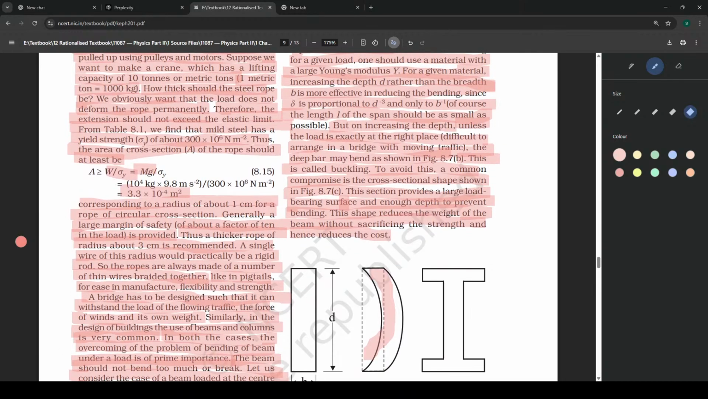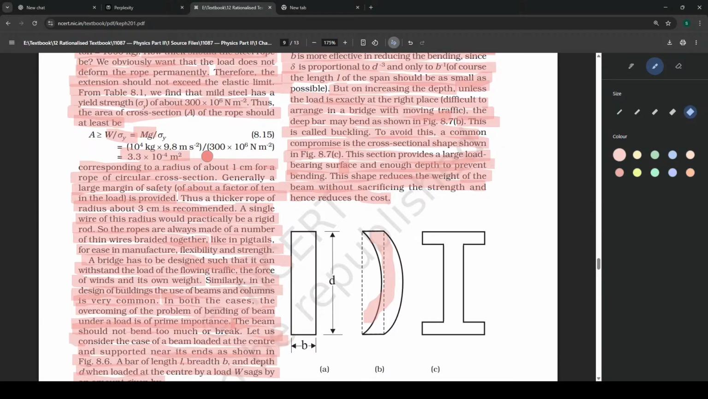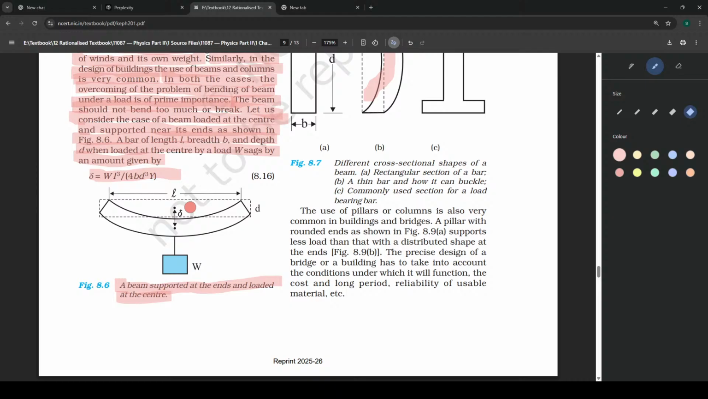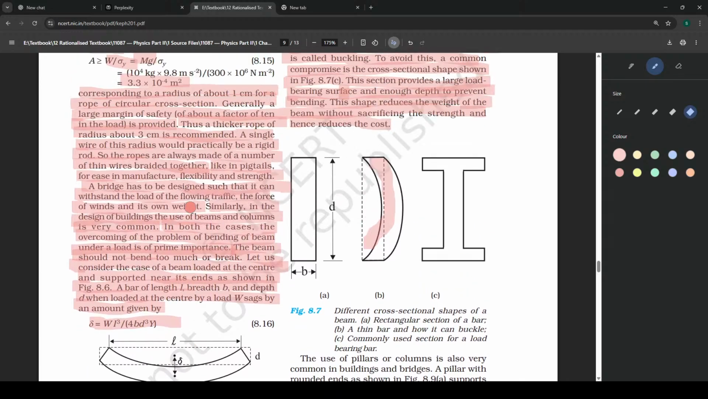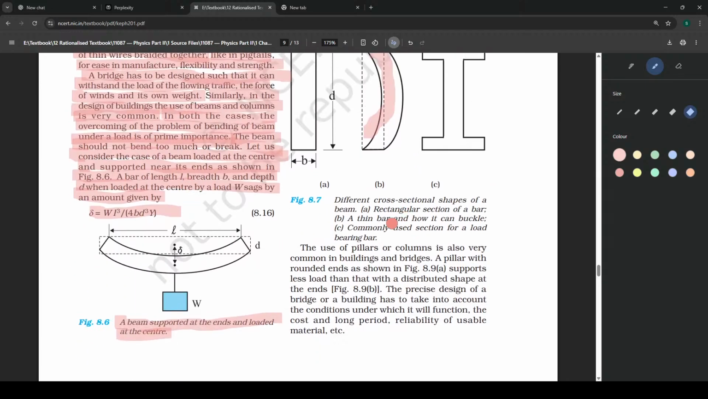To avoid this bending, a common compromise is a cross-sectional shape shown in figure 8.7. This will provide a large load-bearing surface and reduces the weight, and has a large depth. This shape reduces the weight of the beam without sacrificing the strength and hence reduces the cost. Let's see that again later if possible.